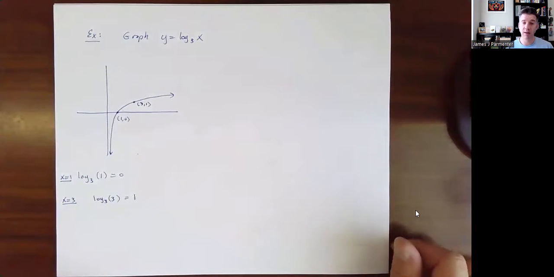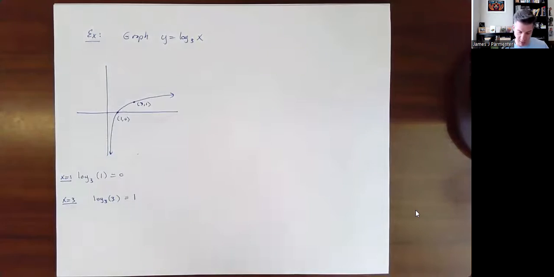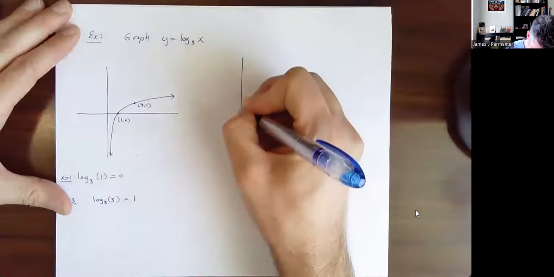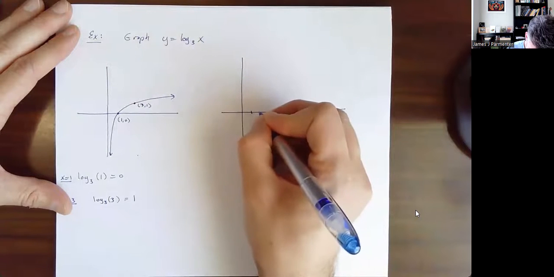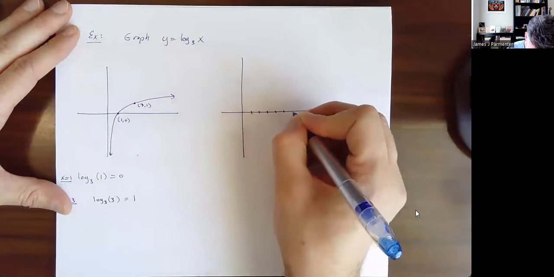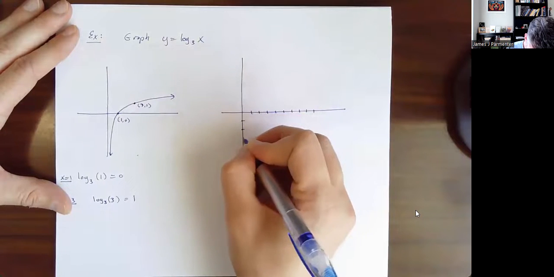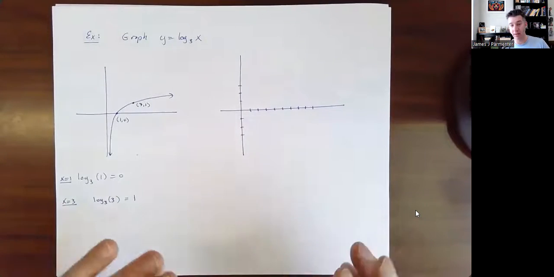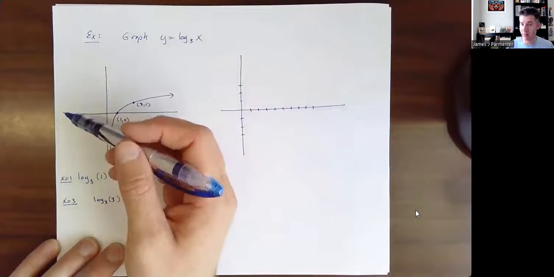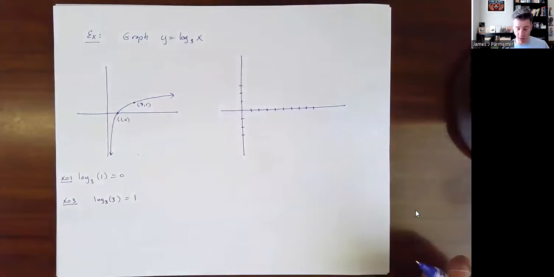If you really felt like you wanted to do a more detailed graph, you could do this. I'm going to go out to 9. That's probably too much. Again, I'm good with you doing just this for log base 3 of x, or log base whatever of x. But if you want to be a little more detailed, you're welcome to be.